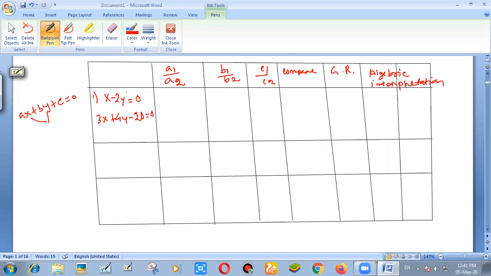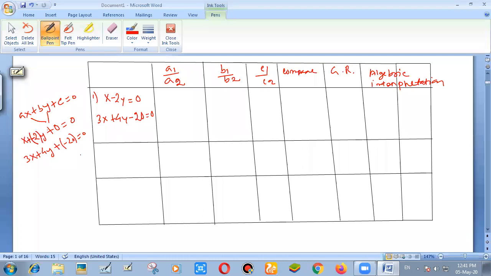Now see, here a1, a2 means what? Suppose x minus 2y equal to 0. Equal to 0 means here 1 plus 0 will be there. We can write this equation as x minus 2y plus 0 equal to 0. Then 3x plus 4y, we can write plus minus 20. Yes or no? Yes. Again, we can write here plus minus 2y.